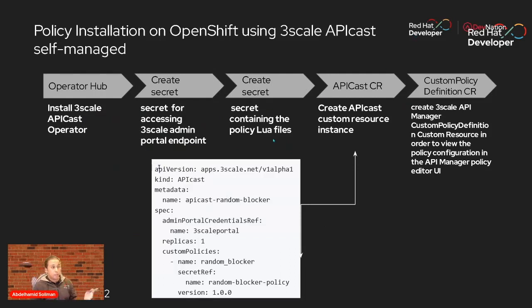Then you create a secret for the policy, in order to store the source code or the Lua files into the API cast. So we create a secret that contains only the Lua files and the policy code. After that, you create an API cast CR. And optionally, you create a custom policy definition CR in the API manager in order to view the policy in the admin portal UI, so that the admin portal can render the policy configurations.